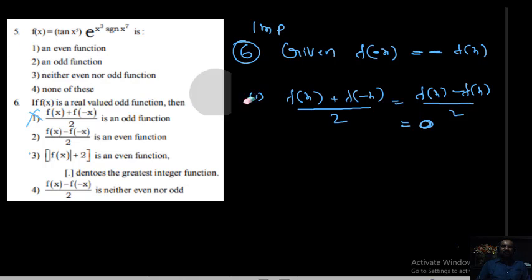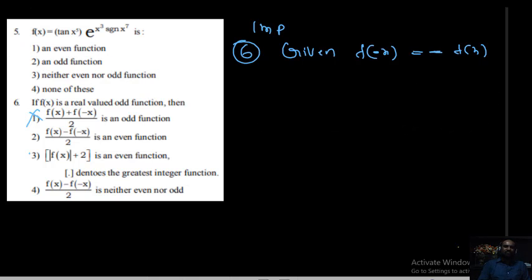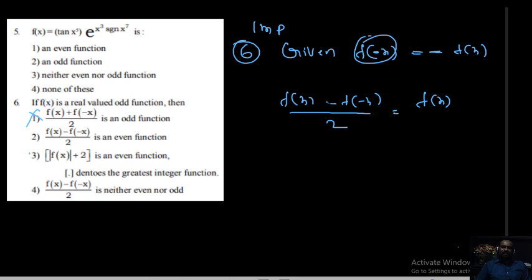Okay. Now the second function: f of x minus f of minus x by 2. Instead of f of minus x, writing minus f of x, we get minus of minus, plus f of x, by 2. That is 2 times f of x by 2, which means f of x only. What is f of x actually given? Odd. So this function is odd, but what is given here? Even. That's why this is wrong.